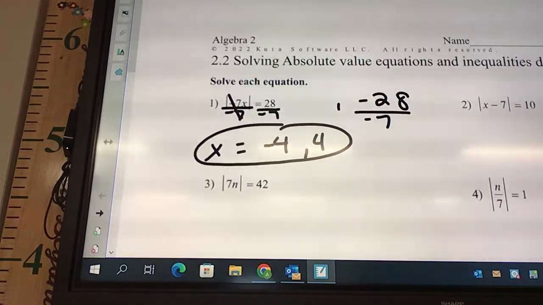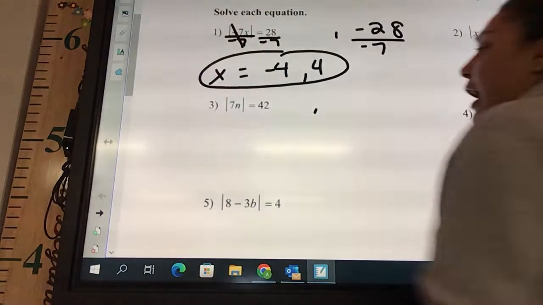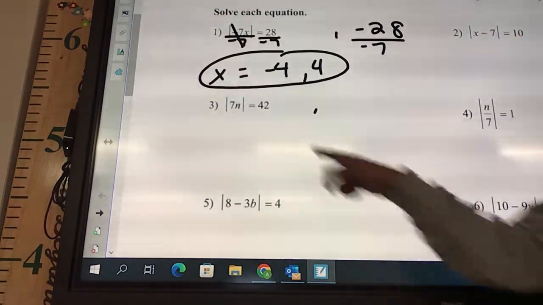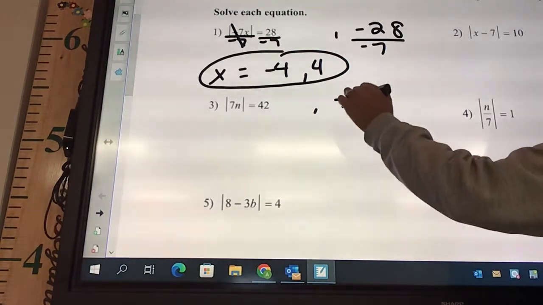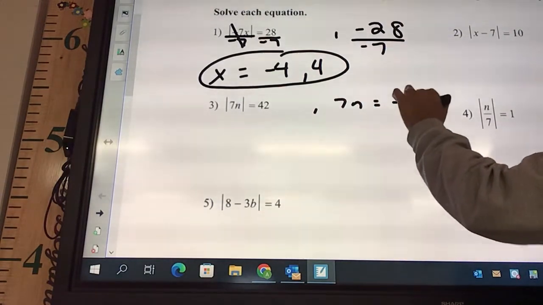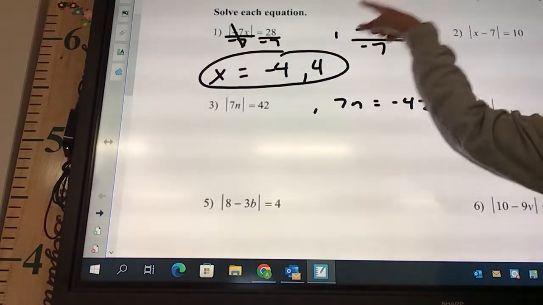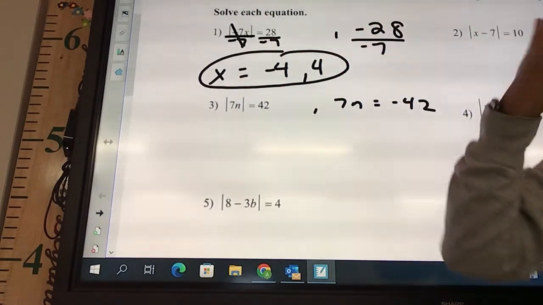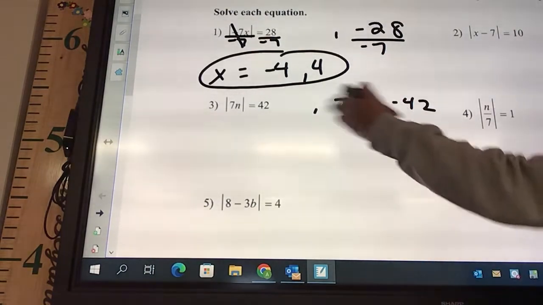Okay, 3. We're going to say comma. Okay, and then Jesus was like, I'm so confused yesterday. See this? It says 7n equals 42. This is the same as saying 7n equals negative 42. You're solving two equations, but rather than writing the equation twice, I just put the negative 28 over here. But you're solving the equation 2 times, one with a negative, one with a positive. Okay? So if you prefer to write it like this, go ahead.